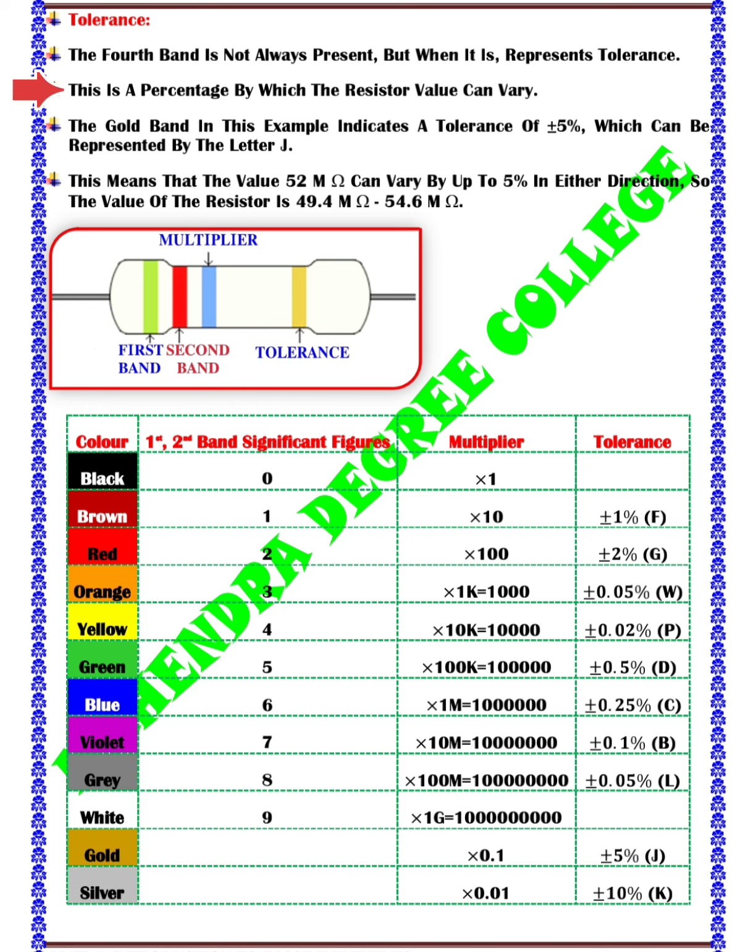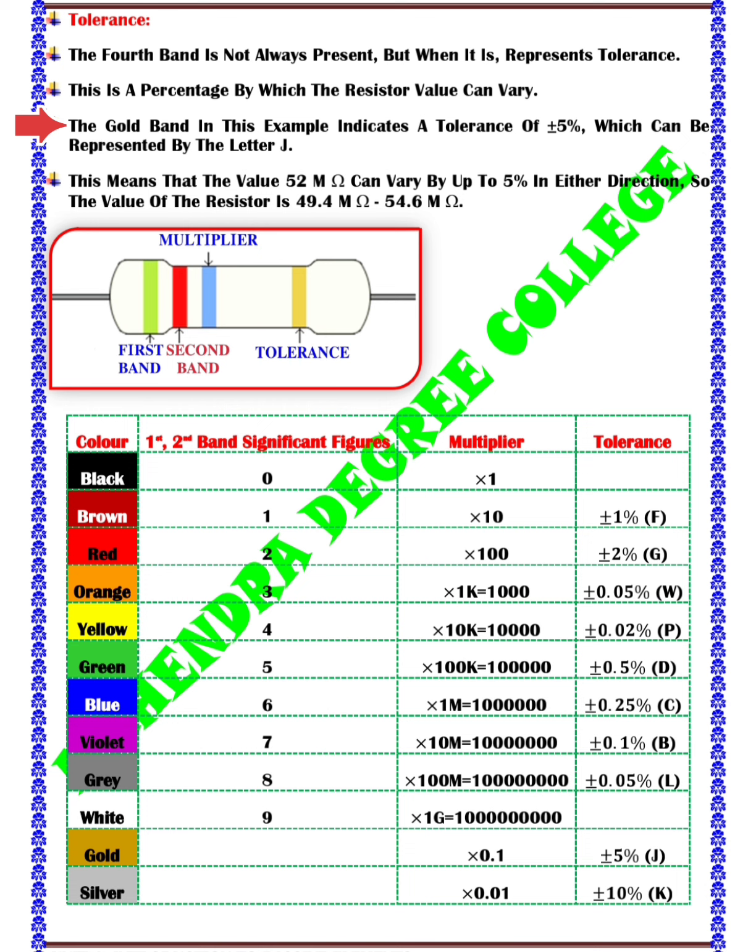Resistor tolerance represents the permissible variation in the resistor's resistance value, expressed as a percentage. It indicates the maximum deviation from the nominal resistance value that the resistor is guaranteed to maintain. For example, a resistor with a 5% tolerance means its actual resistance can vary up to plus or minus 5% of its stated value. A gold band in a resistor's color code indicates a tolerance of plus or minus 5%.